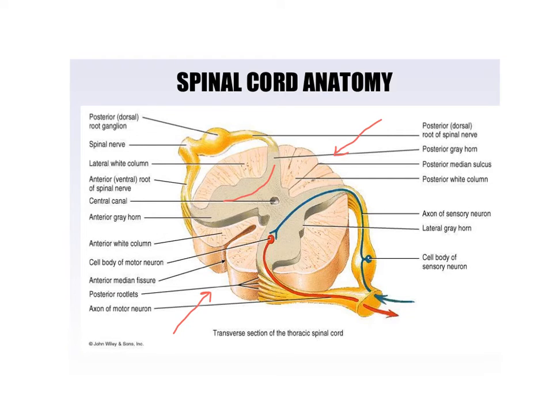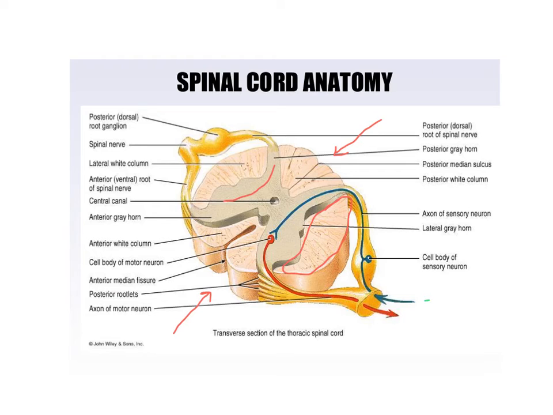And then around out here you have the white matter, and that's going to be made of the myelinated axons. So in the spinal cord, the white matter is on the outside and the gray matter is on the inside. It's going to be the reverse when it comes to the brain. And a couple more things you might need to know.